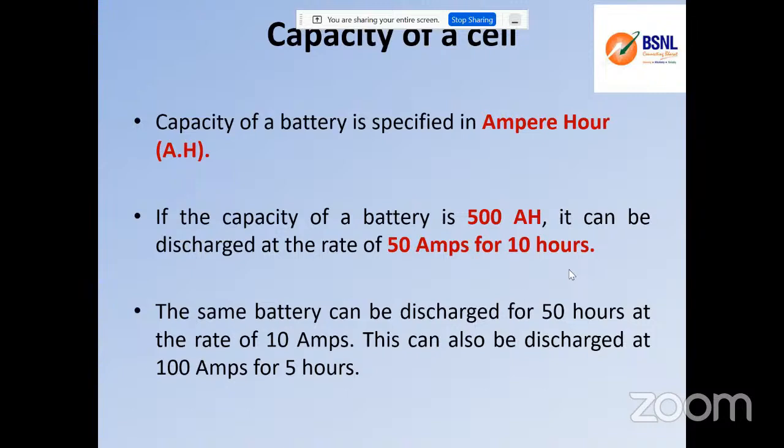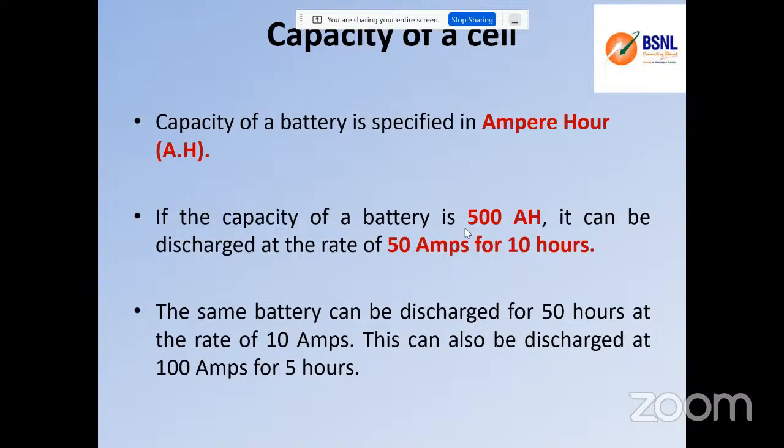So what does AH say? Ampere hour means how many amperes it can deliver and how long it can deliver. So that is the unit of the capacity of any battery, or cell also. Batteries are nothing but a group of cells. So AH is the capacity used to mention how much current it can deliver and how long. Say for example, in this slide, if it is a 500 AH battery and I am drawing 50 amperes of current, how long it can deliver that 50 amperes is given by 500 AH divided by 50, which is nothing but 10.